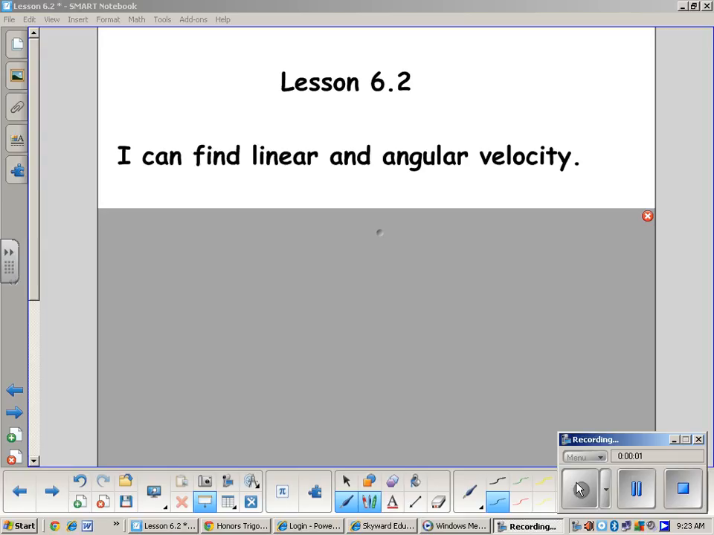In lesson 6.2, we're going to look at linear and angular velocity. So hopefully at the end of your homework tomorrow, you can stand with pride and say, I can find linear and angular velocity.